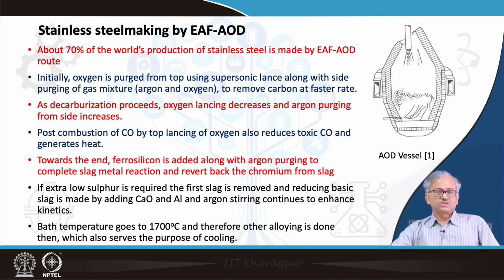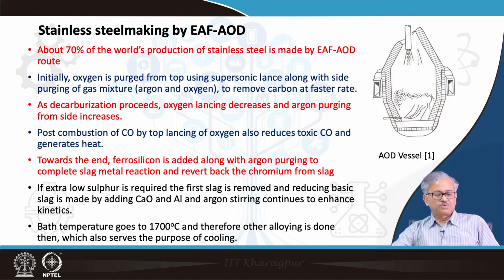As decarburization proceeds, slowly you reduce the oxygen lancing from the top, but you go on increasing the argon purging. Overall oxygen purging, from the top as well as through the side lance, is decreased because of decarburization, and you increase the argon purging because mixing is very important. Post combustion of CO: whatever CO comes up is burned under this oxygen atmosphere, and that generates heat. Two advantages: it generates heat, and you reduce the toxic CO gas emission.